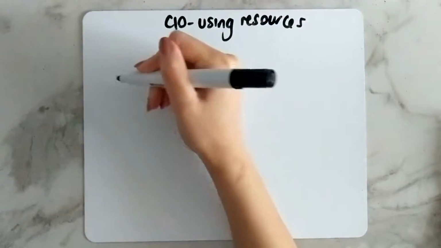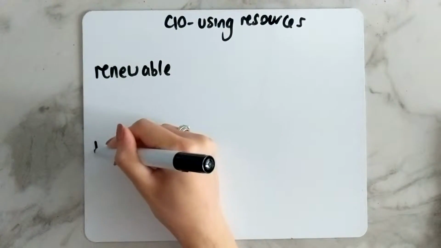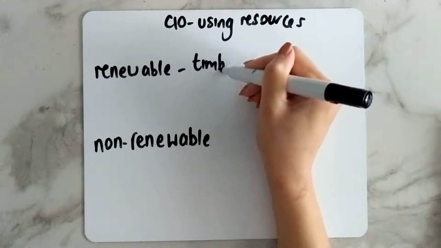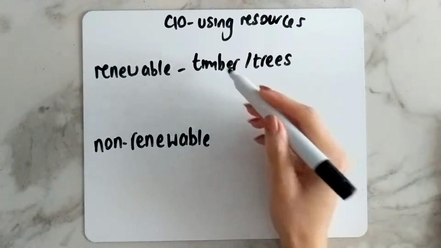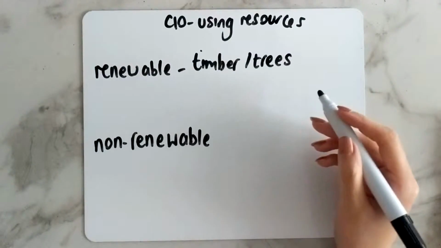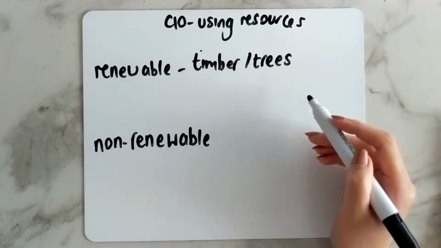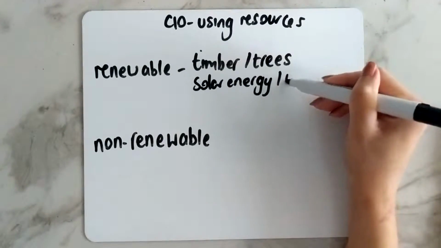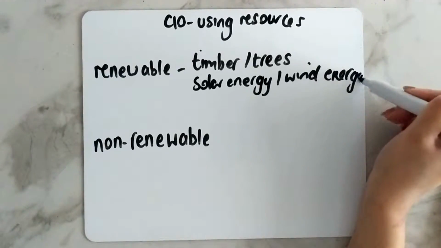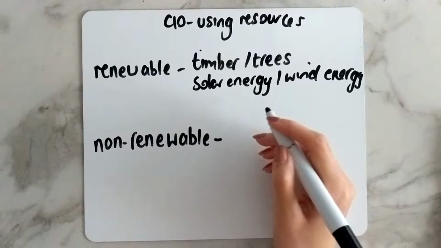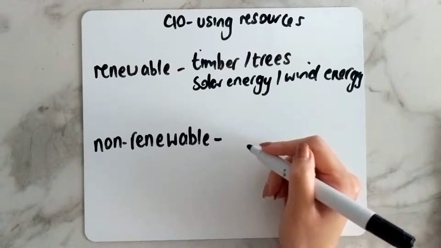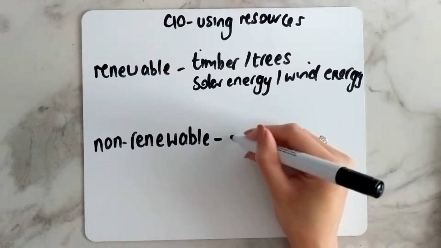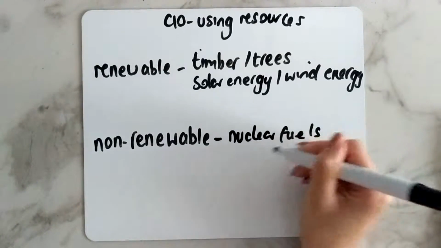There are two types of energy resources, renewable and non-renewable. Renewable basically means that we can reuse them, for instance timber. We can replant trees in order to get that energy source again, and we're not using them all up quicker than replanting them. Also solar energy or wind energy: we're not going to run out of the sun or wind, so they're all renewable. Non-renewable is the opposite to that. They're not forming as quickly as we are using them up, so once they're gone, they're gone. For example, nuclear fuels and fossil fuels.